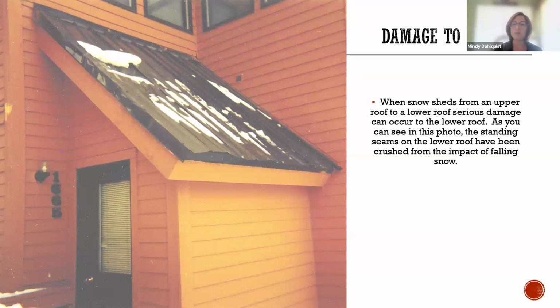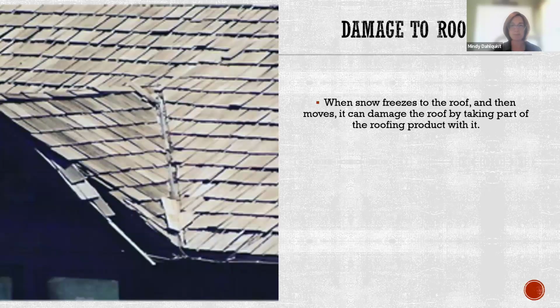When the snow sheds from an upper roof to a lower roof, it definitely can cause some additional damage to the roof as well. This picture is a little hard to see, but that standing seam up at the top of this panel here is quite damaged. And then as you get down towards the eave, there's a nice little pattern going on there that should not be there. So it definitely has been impacted from the sliding snow and ice from up above hitting that panel and just crushing it. When the snow freezes to the roof and then moves, it can very easily damage the roof by taking part of that roofing product with it.